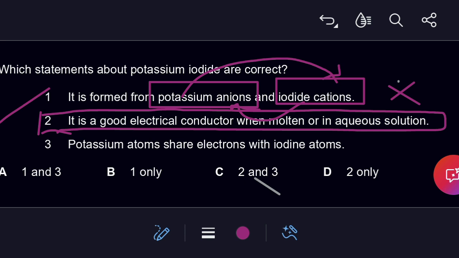Potassium atoms have shared electrons with iodide atoms. If you know O level chemistry well, you know that all ionic compounds have ionic bonds, and ionic bonds have transfer of electrons, not sharing. So this option is also wrong. So only 2 is correct. So A, B, C and D is correct, and the other options are incorrect.